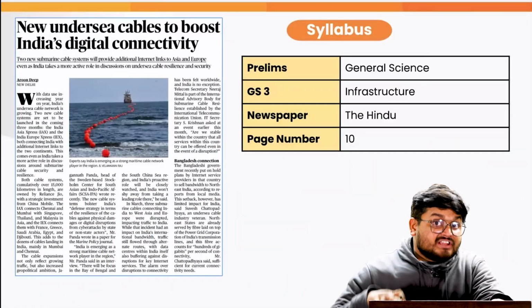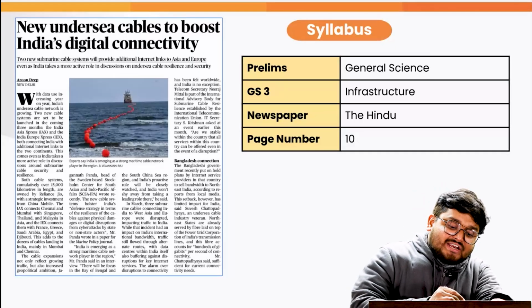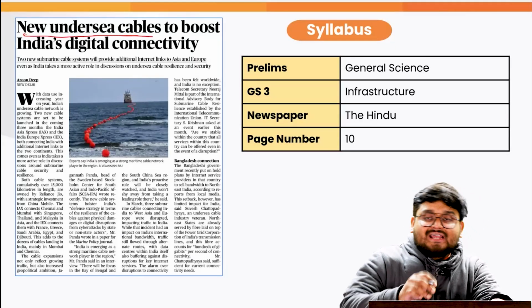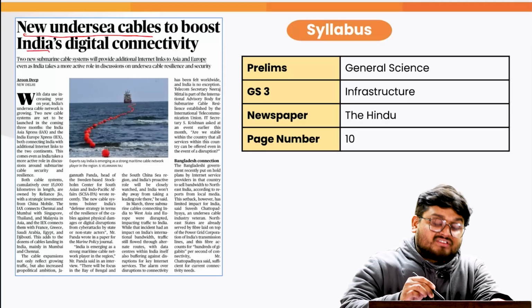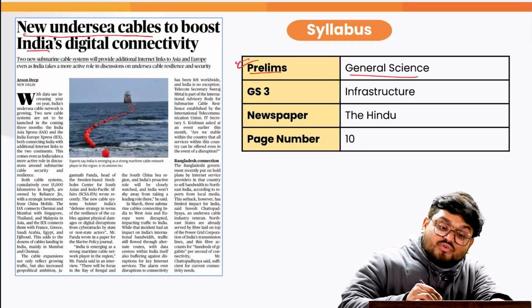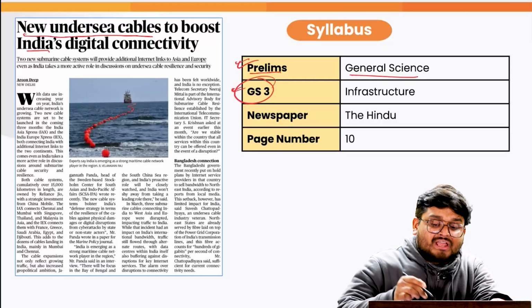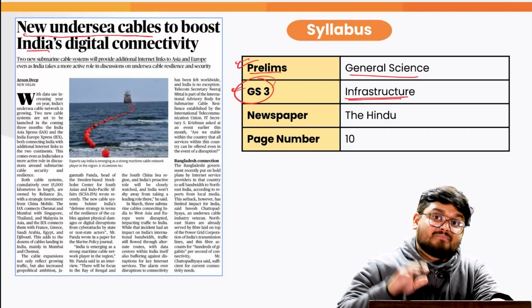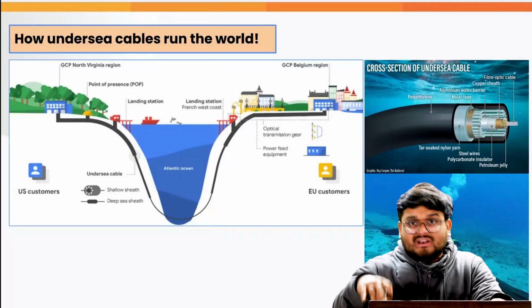The Indian private sector is very excited to lay new undersea cables to boost India's digital connectivity. This is a very important aspect for GS prelims, general science. You can also use this recent news as a case study in your infrastructure answers that pertain to digital infrastructure.